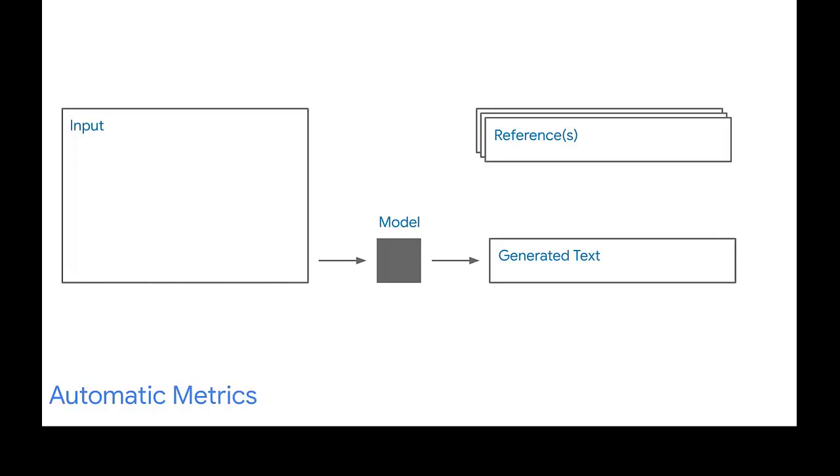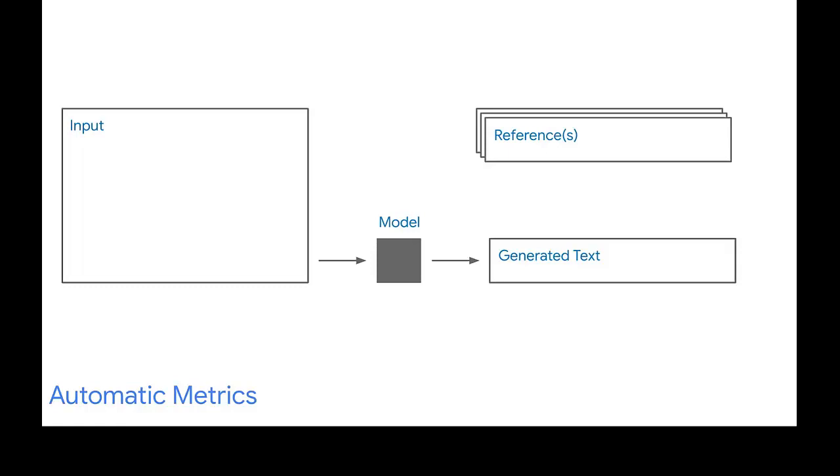So to explain what types of automatic metrics we can define and what the design space for automatic metrics looks like, let's take a look at a very simplified NLG system. Here, we might have one example from our test corpus that we want to evaluate on. And we have an input and associated references, one or more. And we have our model, which I'm going to represent as a black box since we don't really care about model internals for this. And we have the generated text that the model produces for this particular input.